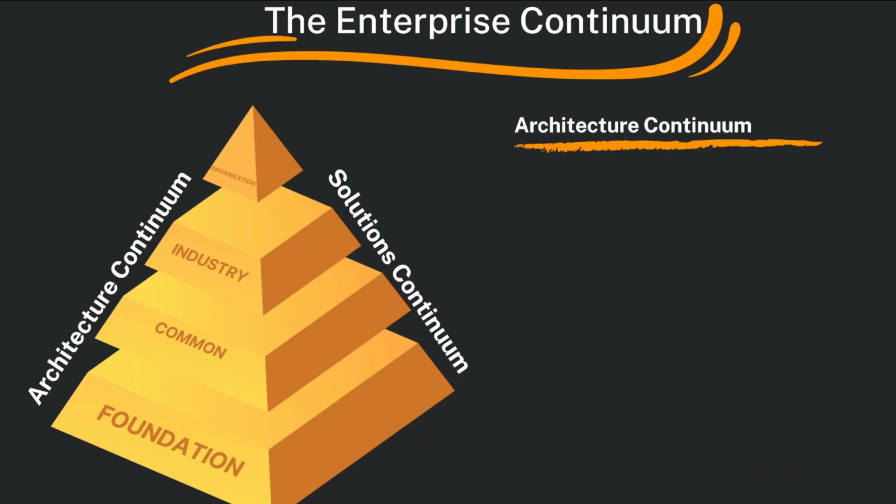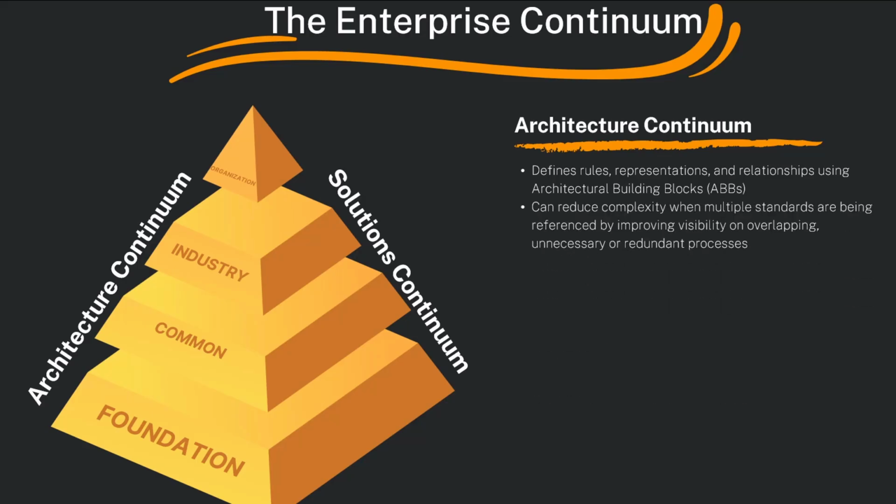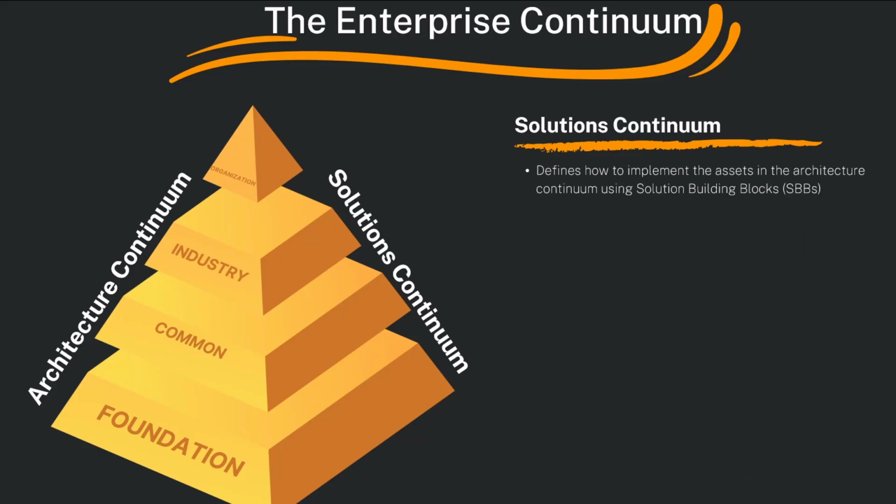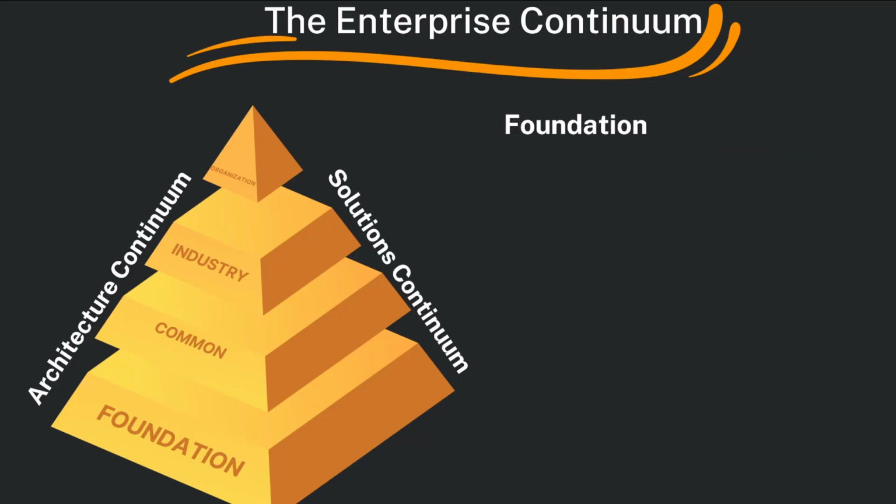The second part is called the architecture continuum, and it is one side of our pyramid. It defines rules, representation, and the relationship using architecture building blocks or ABBs. These can help reduce complexity when multiple standards are being referenced by improving feasibility on overlapping, unnecessary, or even redundant processes. The other side of my pyramid is the solution continuum. This defines how to implement the asset in the architecture continuum using this very modular block called solution building blocks or SBBs. Looking at the solution types in detail, we start with the foundation level.